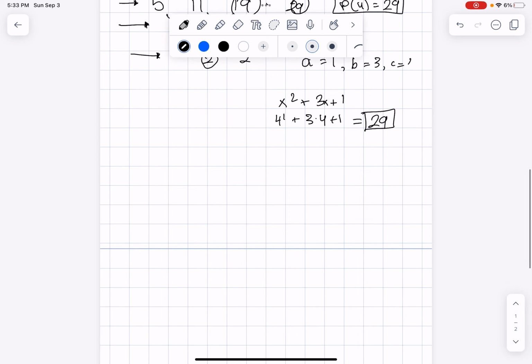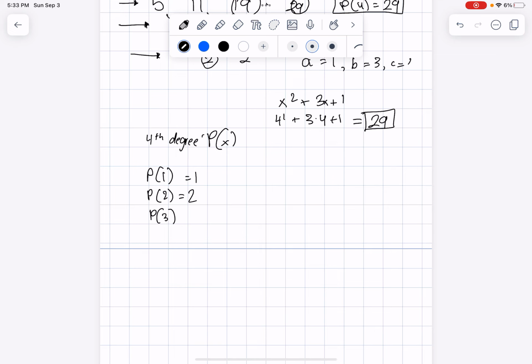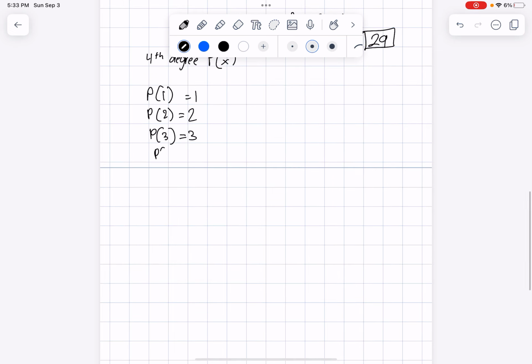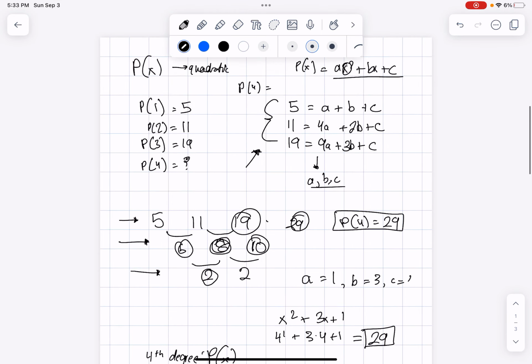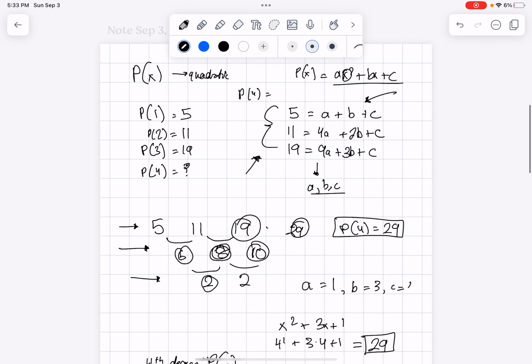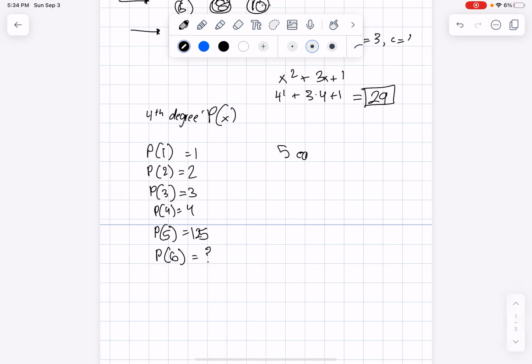So let's say you were given a fourth degree polynomial p of x, such that p of 1 is equal to 1, p of 2 is equal to 2, p of 3 is equal to 3, p of 4 is equal to 4, p of 5 is equal to 125, and they were asking you to find p of 6. So if you were to use the system of equations method like here, you would have a system of 5 equations, and this would be pretty lengthy to solve.